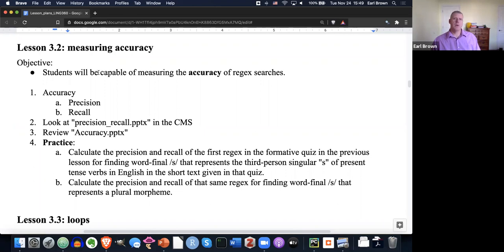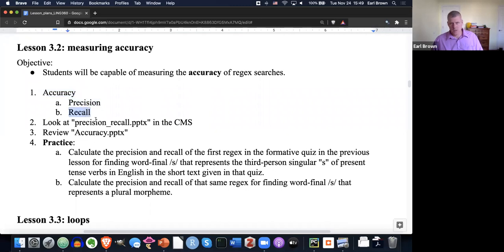Students will be capable of measuring the accuracy of regex searches. When you do a search, this is kind of general in information sciences, you need to know how accurate your search is. There are two different, or even three different ways, but we'll talk about two ways to measure accuracy: precision and recall, which we'll look at today.